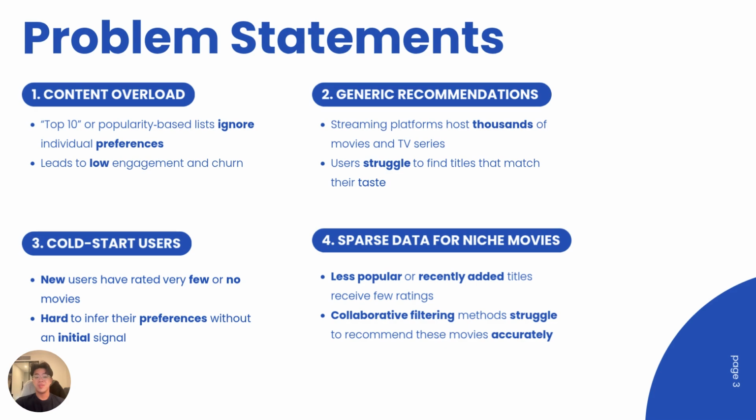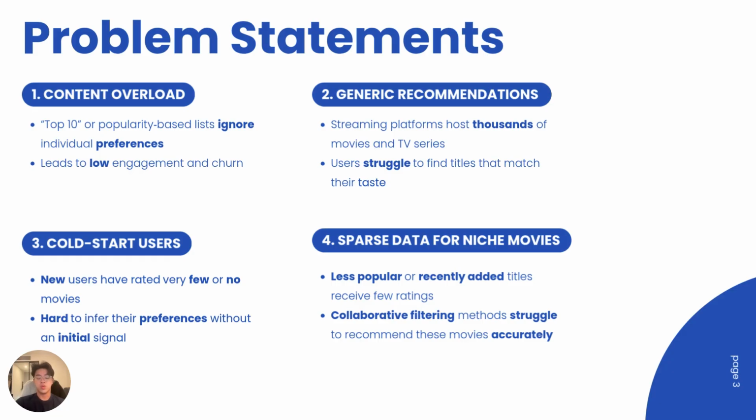So the core issues are mainly content overload, where streaming platforms often give out top 10 or popularity-based lists that ignore individual preferences. This leads to low user engagement and churn. Secondly, there are generic recommendations, where streaming platforms have thousands of movies and TV series, and users struggle to find a title that matches their taste.